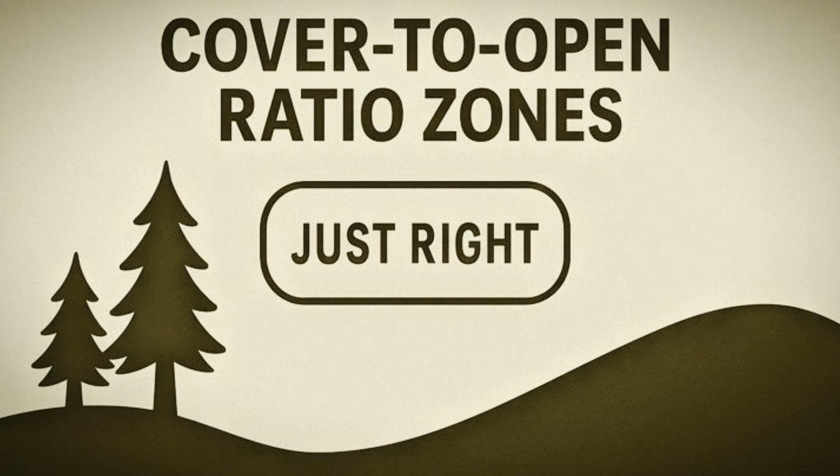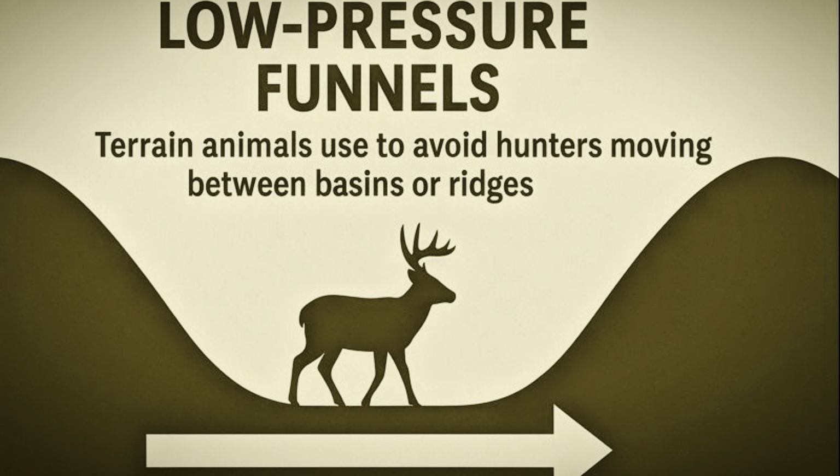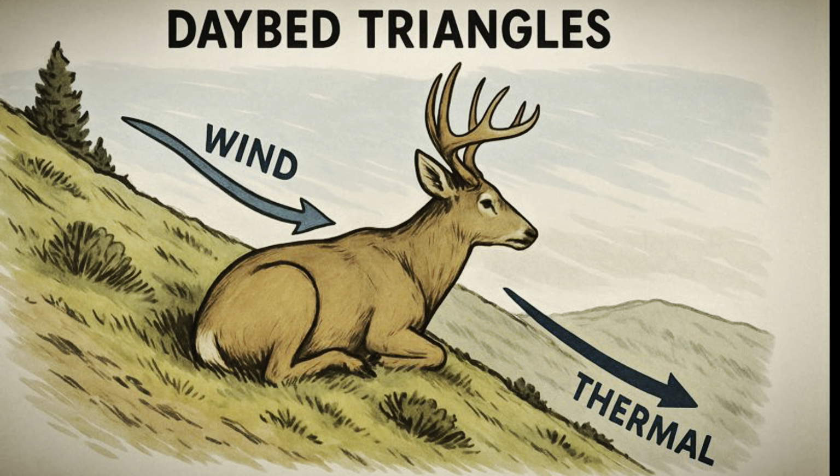Number 88 is your cover to open ratio zones. That just tells you what an area has with balanced cover versus visibility and how that's going to attract animals. They're key places to locate feeding or transitioning elk and mule deer. Number 89 is your low pressure funnel. That's just terrain that allows animals to move unseen between basins, and they're going to be used heavily when hunting pressure rises. Number 90 is day bed triangles.